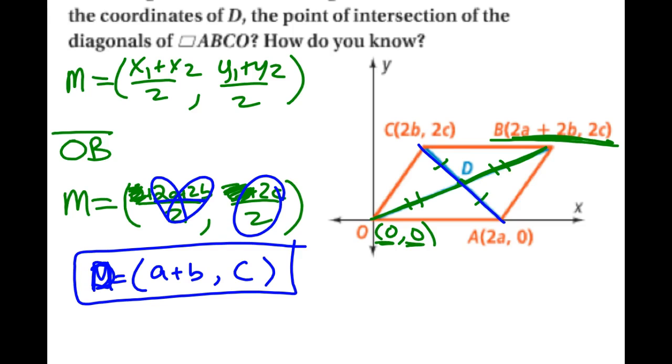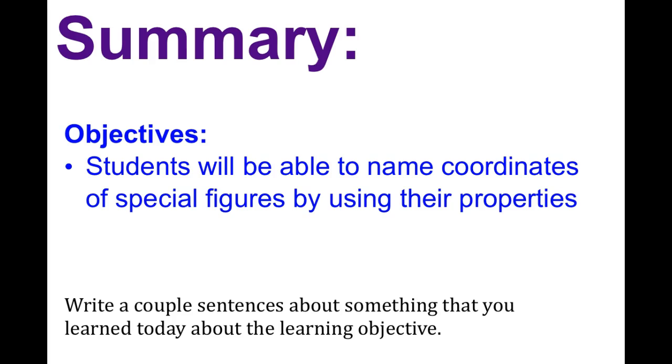All right, and I know there are more notes after this, but I'm going to skip the coordinate proof because it is not something that is on your assignment. So this is actually going to be the end of notes for lesson 6-8. The objective was for you to name coordinates of special figures by using their properties. And this might even be your last notes for first semester. All right.